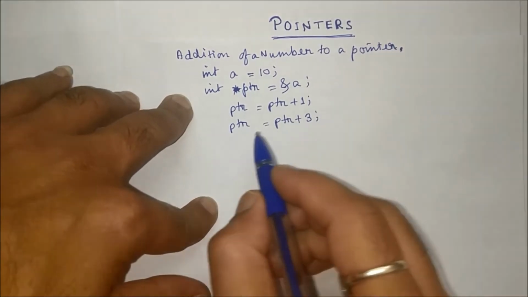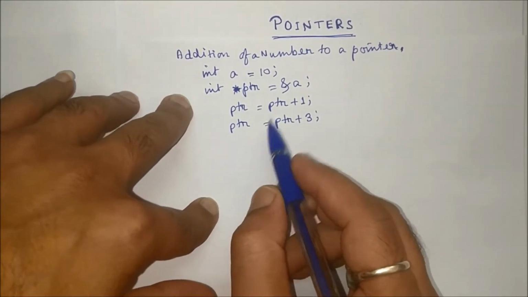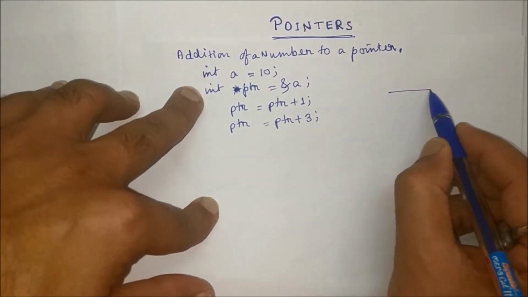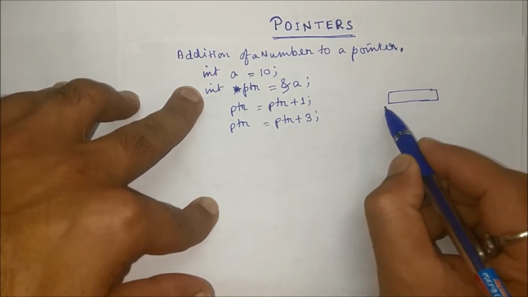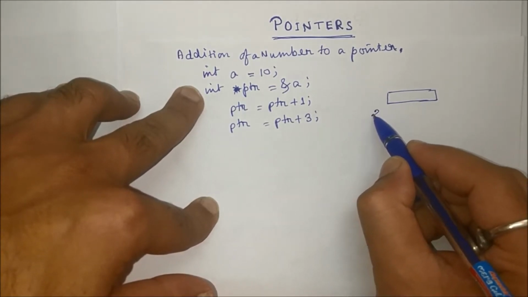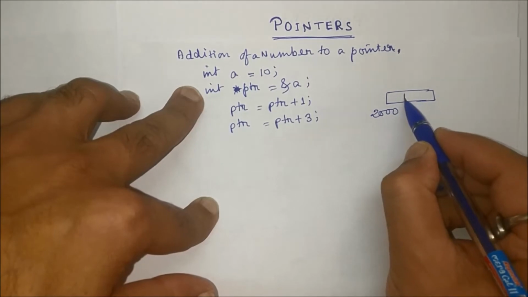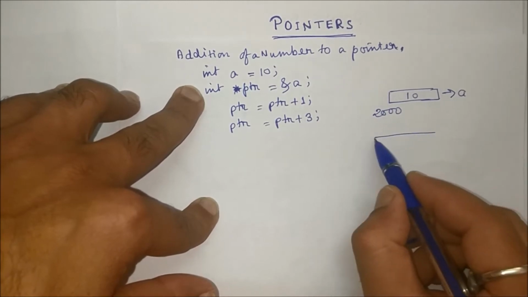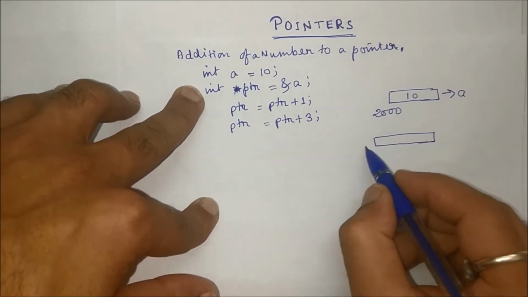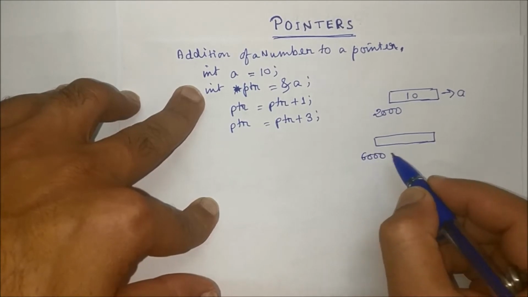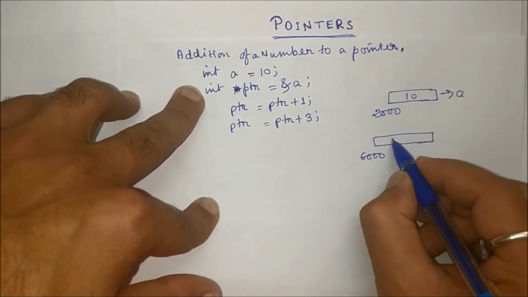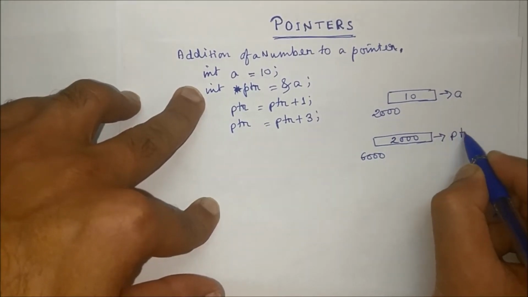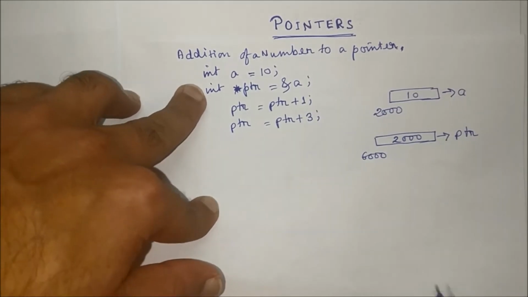If we want to know what each statement is doing, the first two statements we have already covered in our previous video. Whenever we are declaring a variable, suppose a has a memory address of 2000, and here we are storing the value 10, and the location name is a. Similarly, ptr will be a pointer. Suppose ptr gets a memory address of 6000, and we are storing the memory address of a, that is 2000, and this name will be ptr, right? Up to this point we are clear as per our previous discussion.